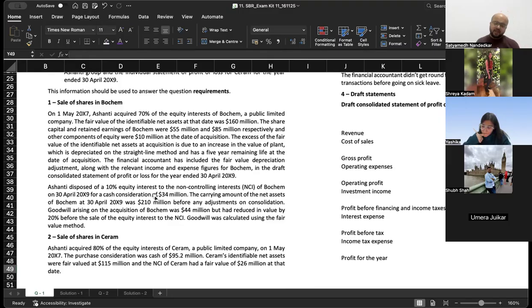Ashanti disposed of a 10% equity interest to the NCI of Bokem on 30th April for a cash consideration of 34 million. The carrying amount of net assets of Bokem at 30th April was 210 million before any adjustment on consolidation. Goodwill arising on the acquisition of Bokem was 44 million but had reduced in value by 20% before the sale of equity interest to NCI. Goodwill was calculated using the fair value method. And then sale of shares in Serum, that is a different part. Let's talk about sale of shares in Bochem.